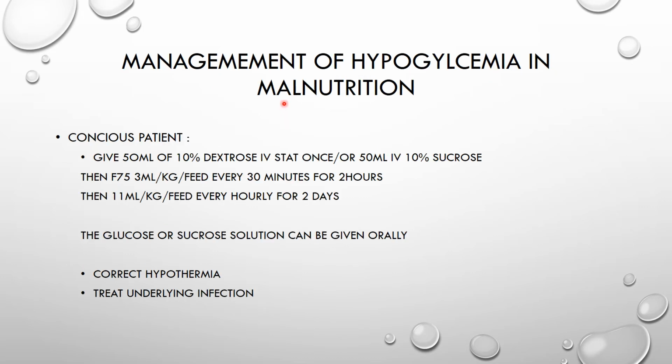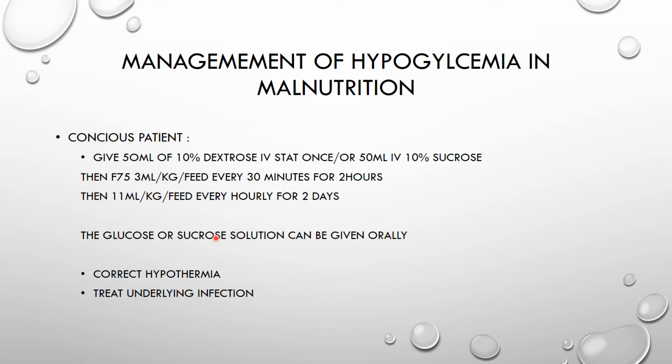Then for a patient that is malnourished and hypoglycemic, the general rule of thumb in managing these patients is that we avoid intravenous fluids as much as possible. So if the patient is conscious, we give 50 ml of 10% dextrose. We can give it intravenously as a start dose once only, or we could give 50 ml of sucrose as a start dose once only.